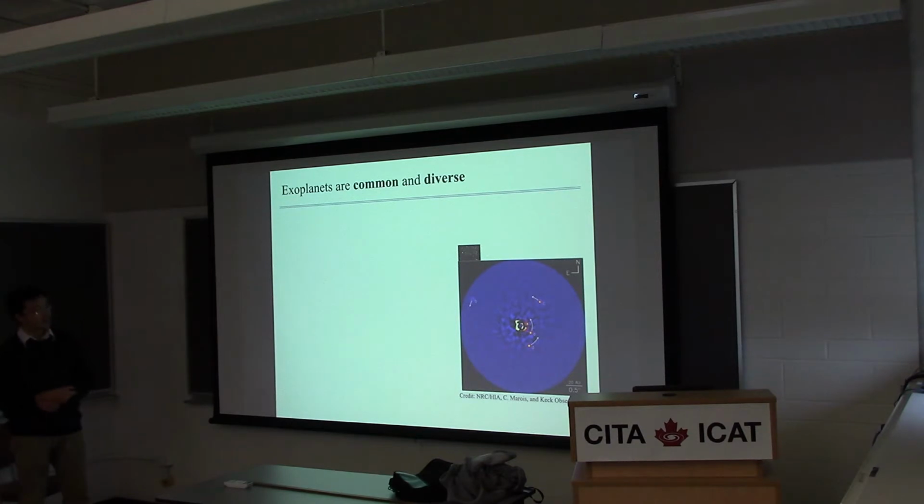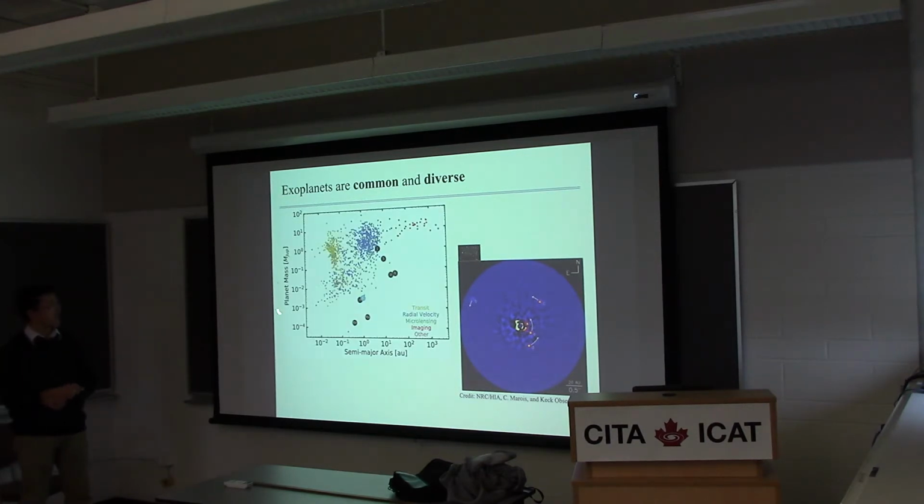If we put the planets in the mass versus semi-major axis diagram, you can see them everywhere, from very close to the star to far away from the star, about 5 orders of magnitude in radius, and also 5 orders of magnitude in mass. So it's really, really diverse.